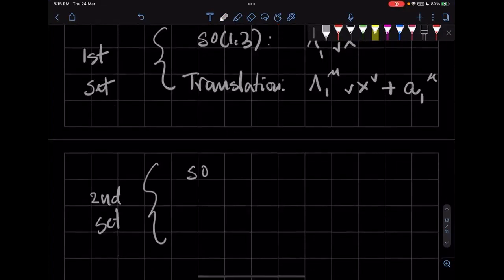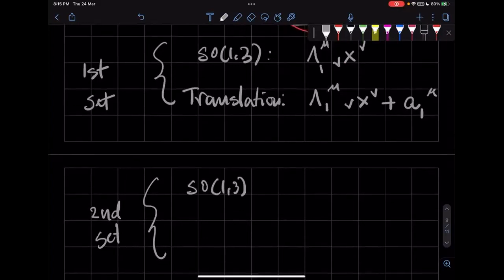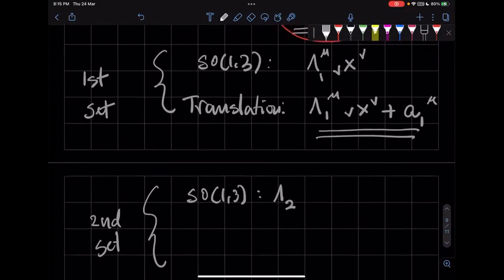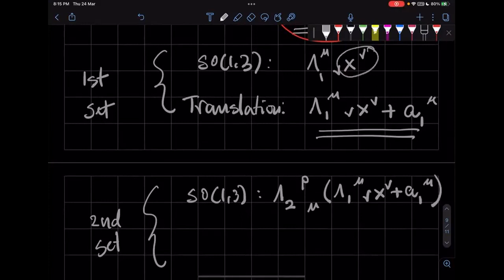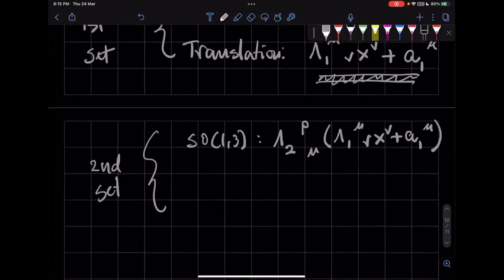So the first one is an SO(1,3) transformation. Now we are making the transformation from this guy. So this is going to be lambda 2, and this is going to call this rho mu acting on lambda 1 mu nu x nu plus a1 mu, right? We are just, instead of this thing, inserting the result of the previous action. And then we do another translation.